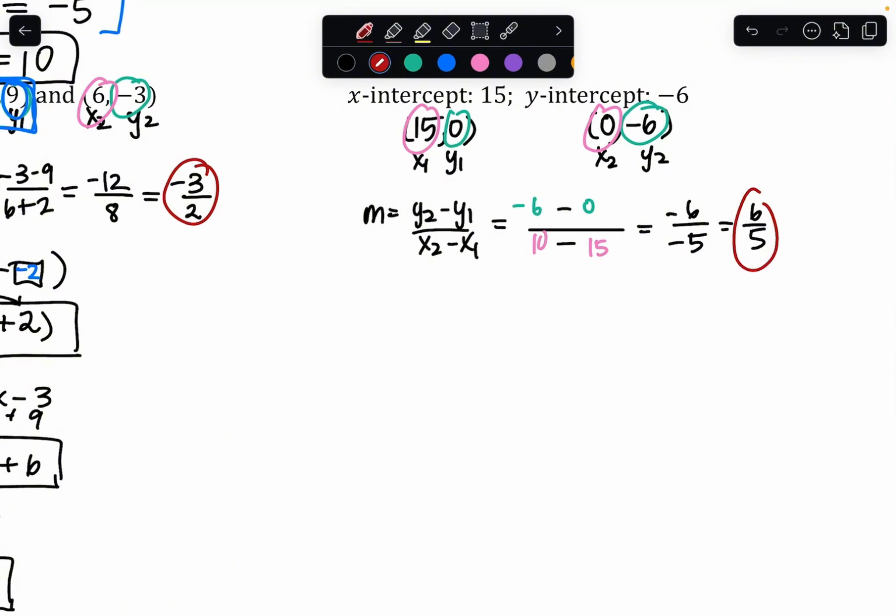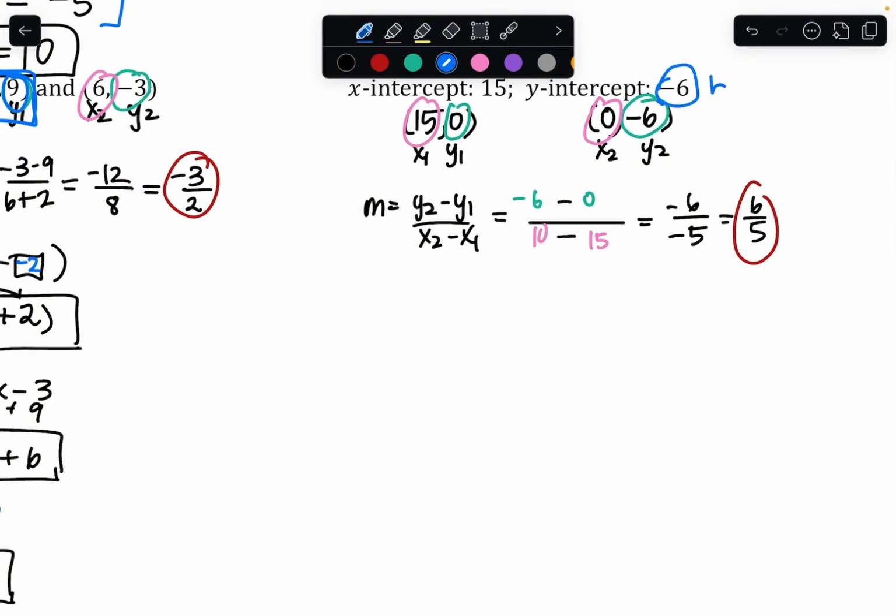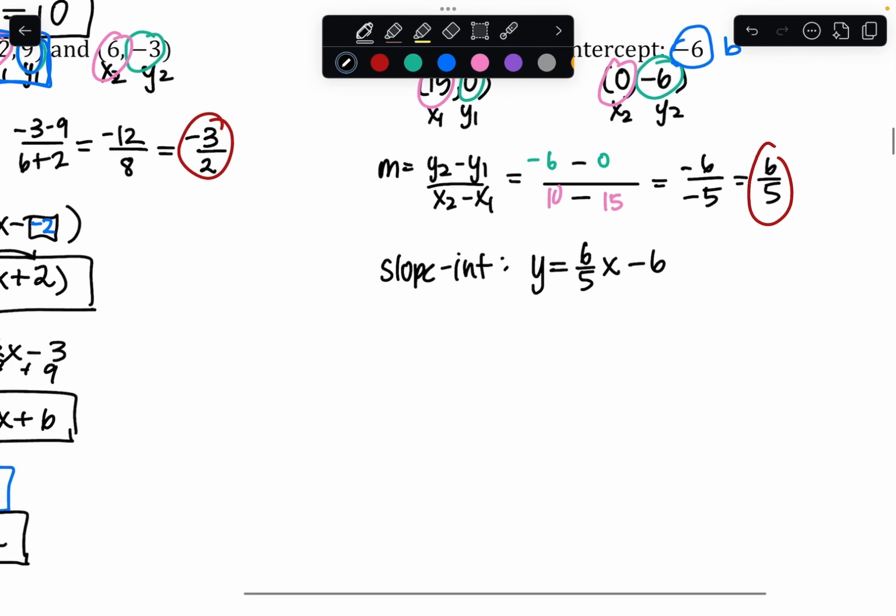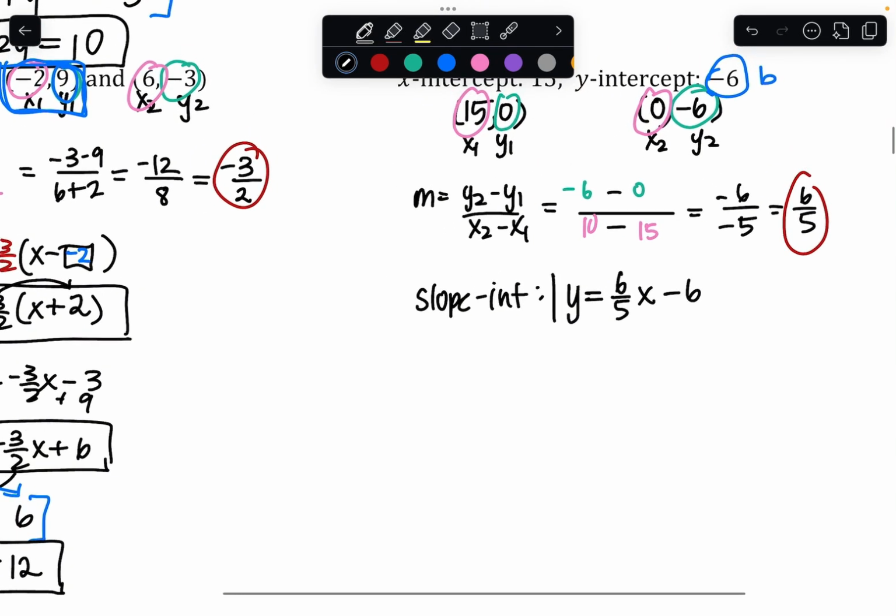Okay, so now that we have the slope and the y-intercept, that's our b value, we can go straight to slope-intercept form. y equals mx plus b would be plus -6, so just -6.